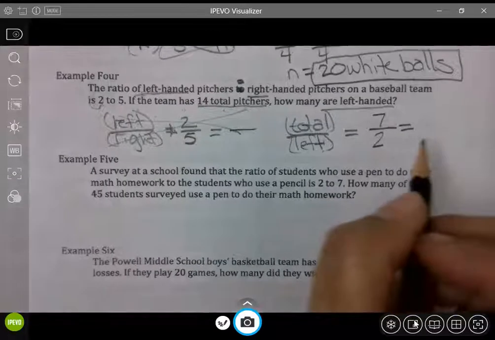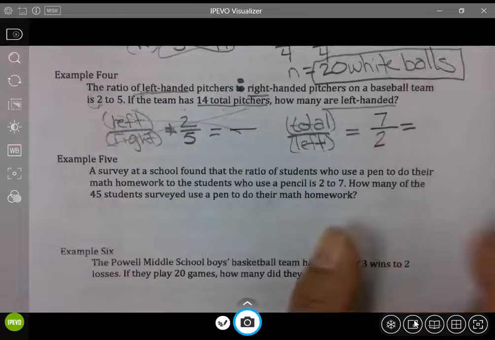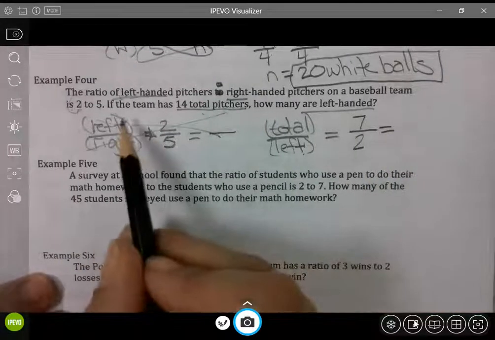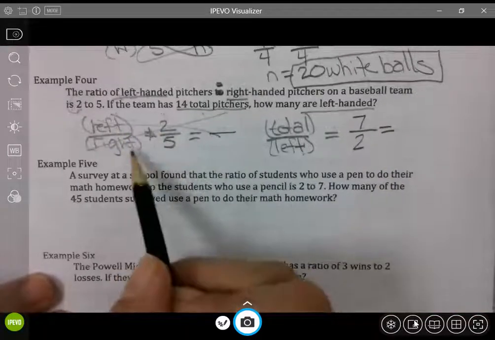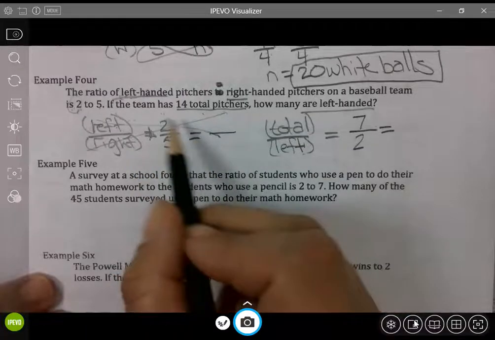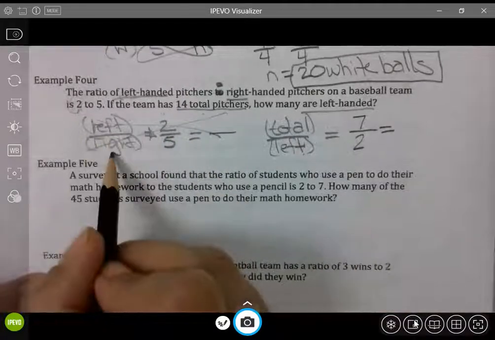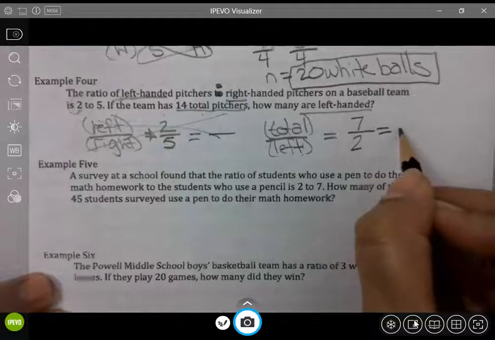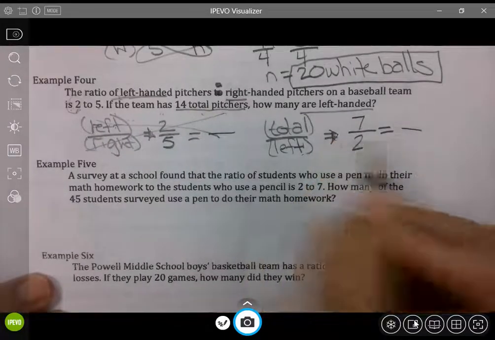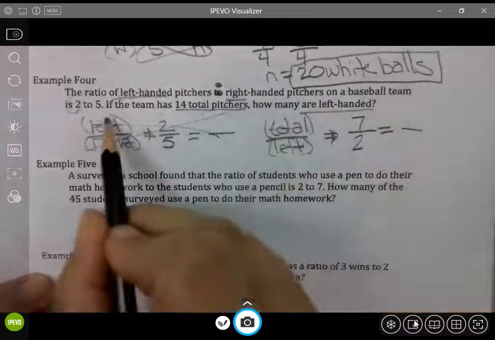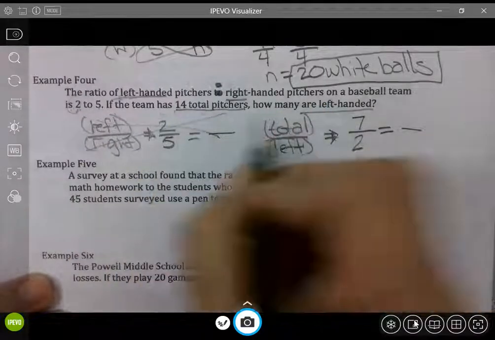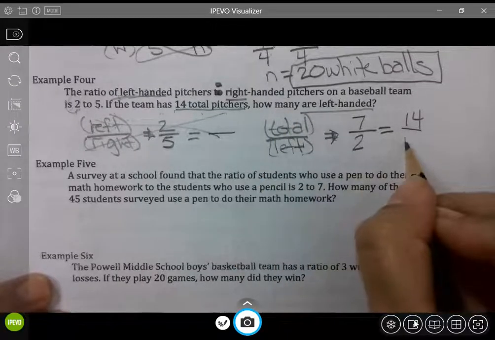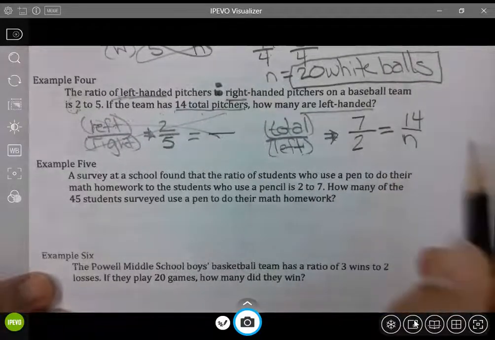I apologize if you did this on your own. I'm sure you struggled with this, but this is good because hopefully you caught yourself like I did and went, oh, wait a second, it says total. It was a good thing I labeled those because neither one says total. So now, if the team has 14 total pitchers, so I know I'm doing 14, how many are left? Well, I don't know that number.